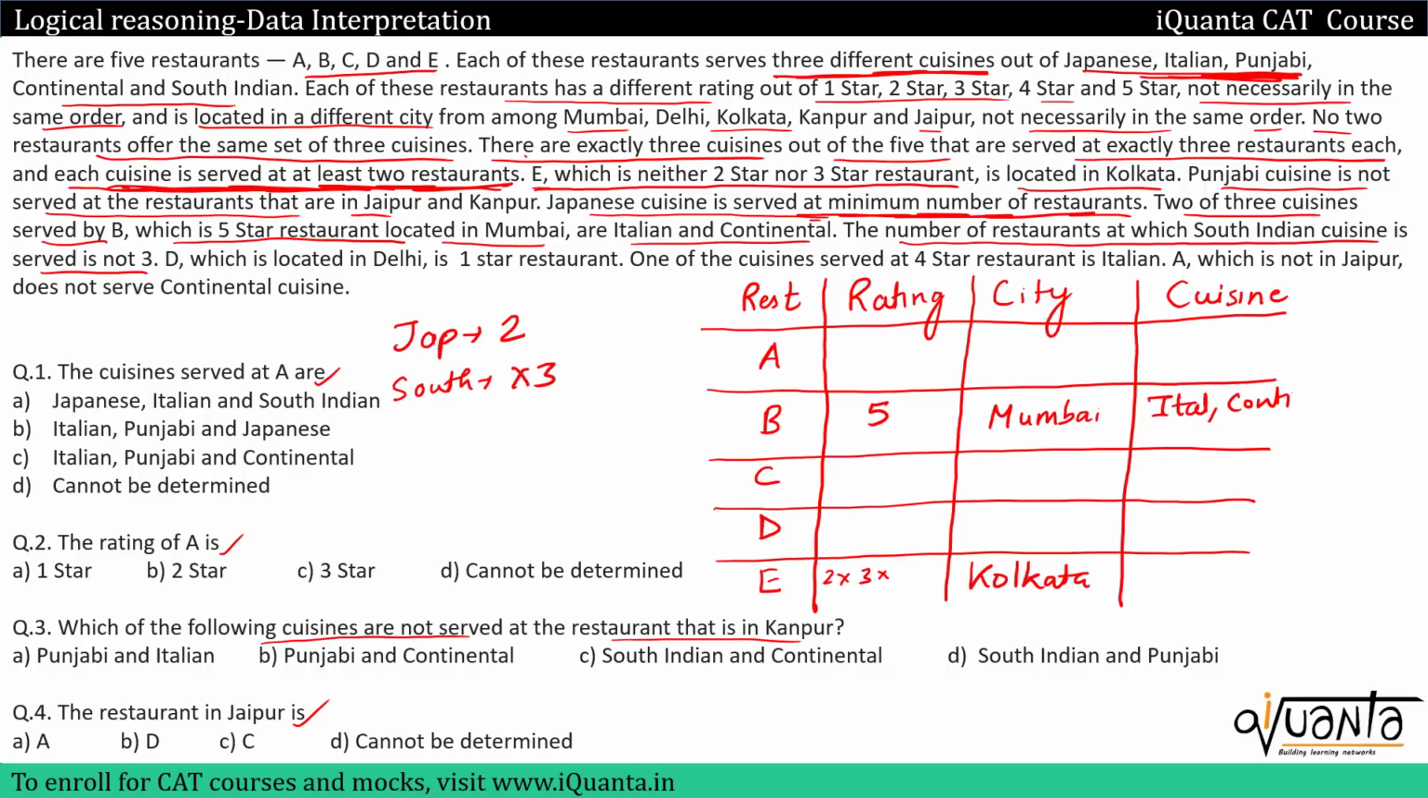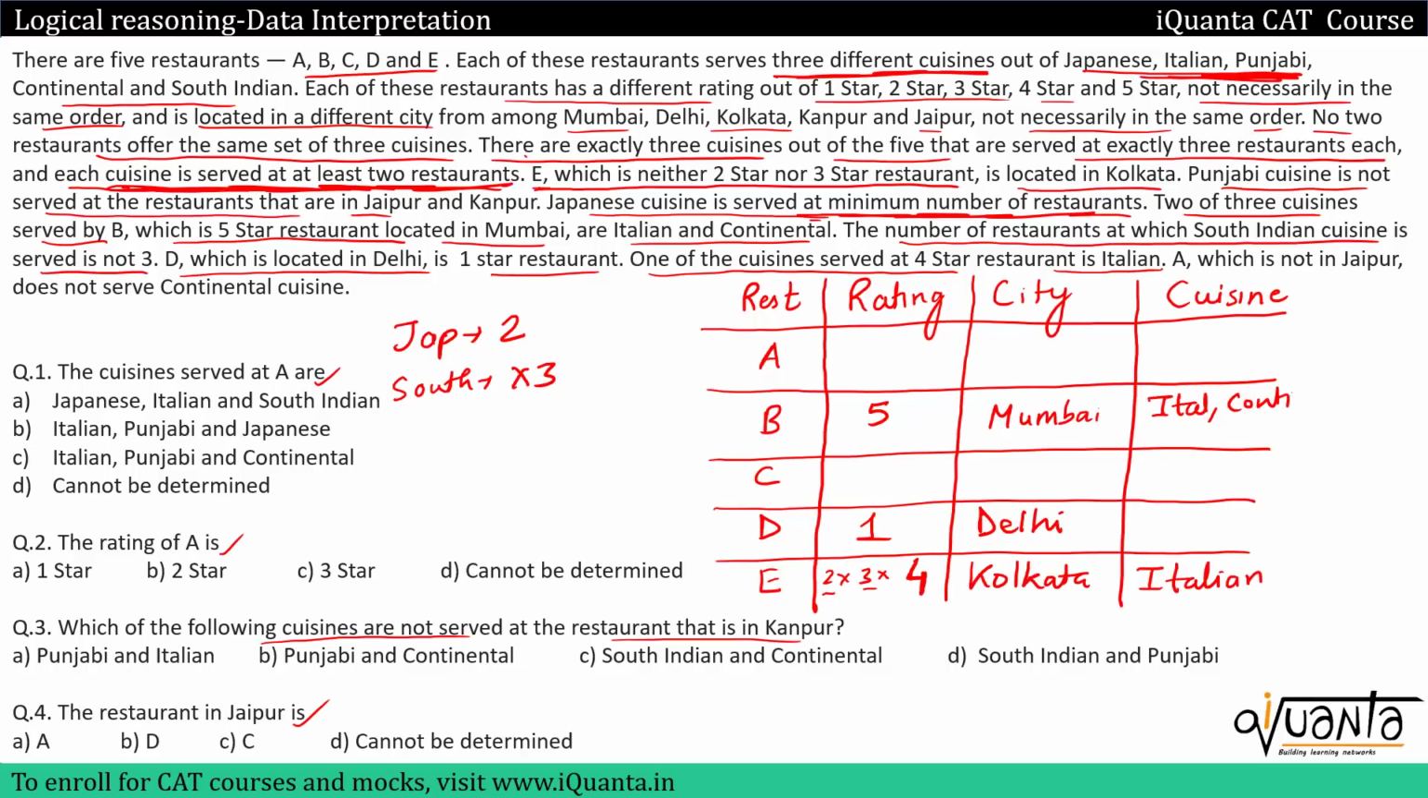Okay. After that, D, which is located in Delhi, is 1-star restaurant. So D is 1-star, located in Delhi. After, one of the cuisines served at 4-star restaurant is Italian. Now if you look at E, it is not a 2-star restaurant, it is not a 3-star restaurant, it cannot be a 1-star restaurant, it cannot be a 5-star restaurant because 1 and 5 ratings have already been assigned. So E can only be a 4-star restaurant. Okay, so this will be a 4-star restaurant, and we have been given that one of the cuisines served at 4-star restaurant is Italian. So I will write down Italian over here.